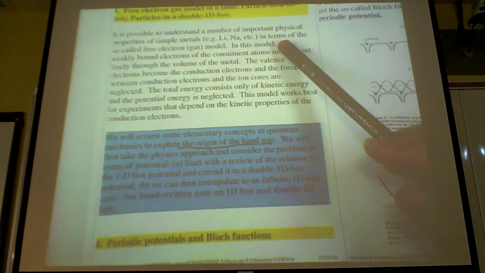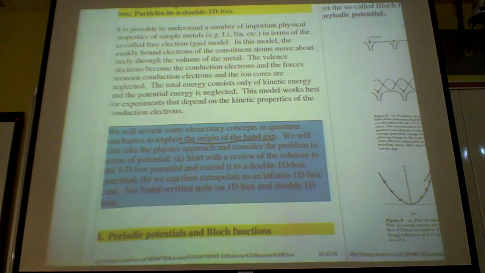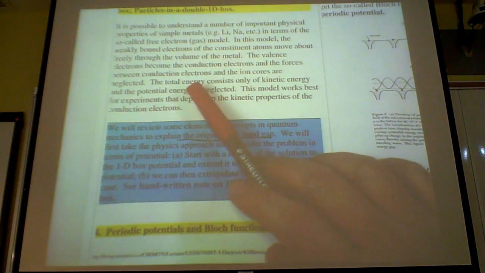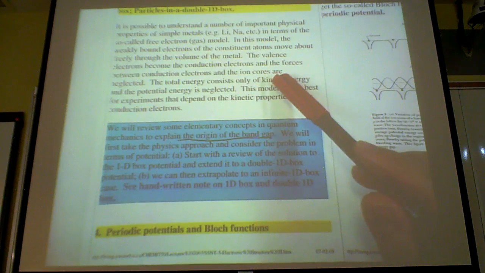So in this model, weakly bound electrons move about freely in the volume of the metal, and the valence electrons become the conducting electrons. It's not the conduction band, but the conducting electron, the electron that moves around under the force. And the force between conduction electrons and the ion core is neglected.